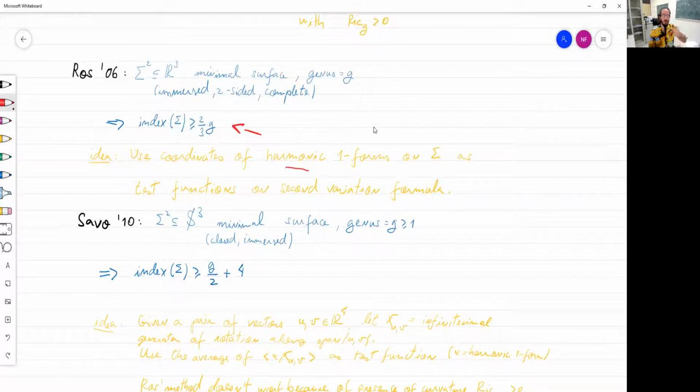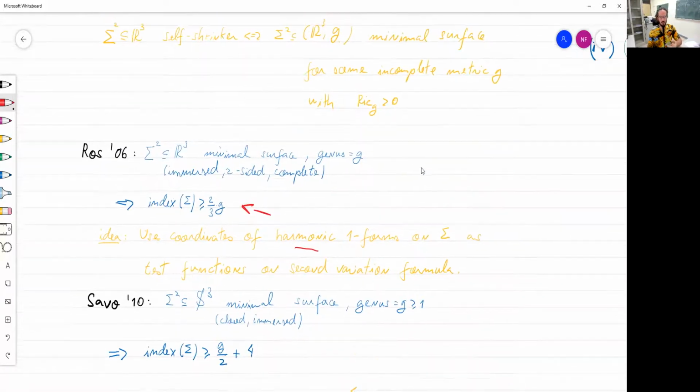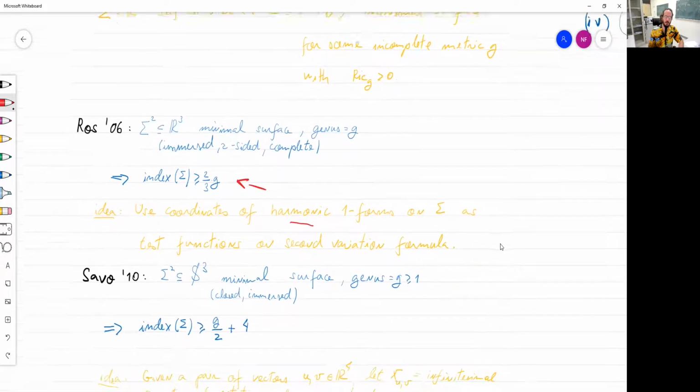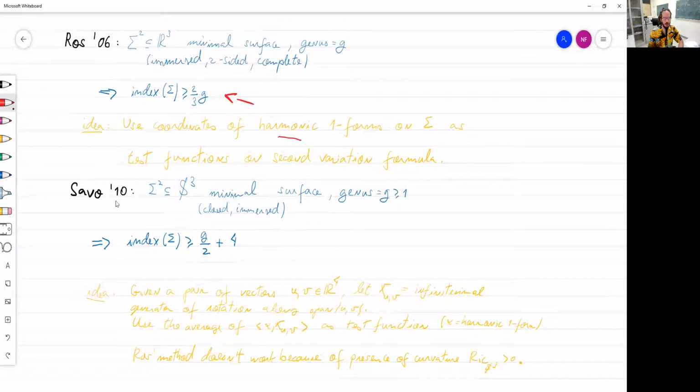R3 is a flat ambient space, and we want to understand minimal surfaces in a positively curved ambient space, right? Because that's the analogy of self-shrinkers that we have. There's this result by Savo in 2010. If you have a minimal surface in S3 of genus G greater or equal than 1, so not the equator, then the index is greater or equal than G over 2 plus 4. Okay. Of course, if the genus is 0, it doesn't work because the index of the equator is 1.